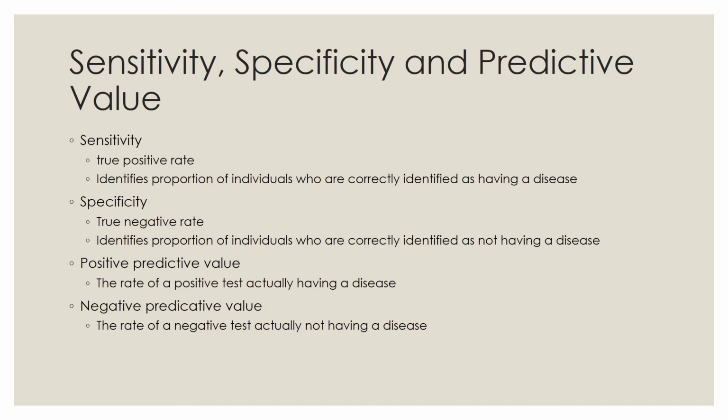Contrast these two to positive and negative predictive value. So a positive predictive value means the rate of a positive test that actually has the disease, and the negative predictive value is the rate of a negative test actually not having the disease. So sort these out in your mind however you can, and sometimes these do come up on the tests.